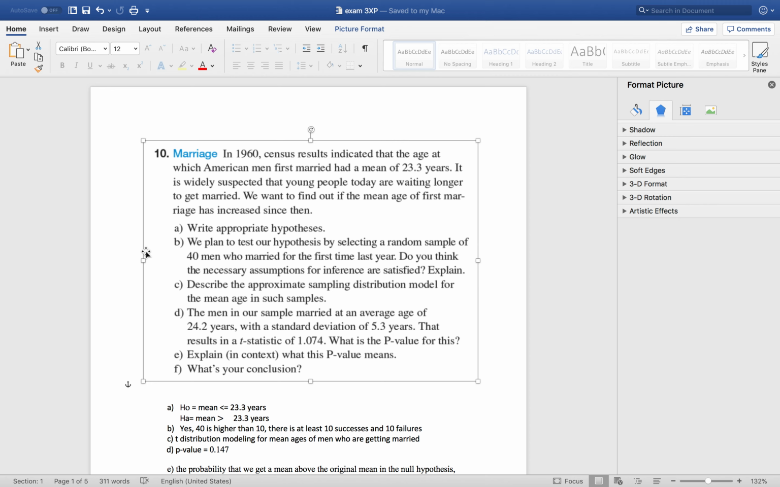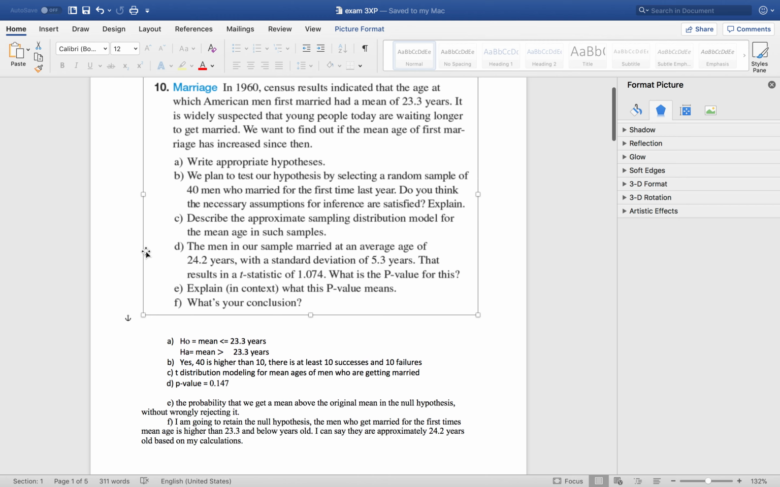So for part A, we're going to write an appropriate hypothesis. I wrote that H naught, the null hypothesis, is that the mean is less than or equal to 23.3. For the alternative, which is what it wants to know, if the mean age for marriage has increased since then, it doesn't want to know anything below 23.3. It just wants to know everything above 23.3. So our alternative is that the mean is greater than 23.3.